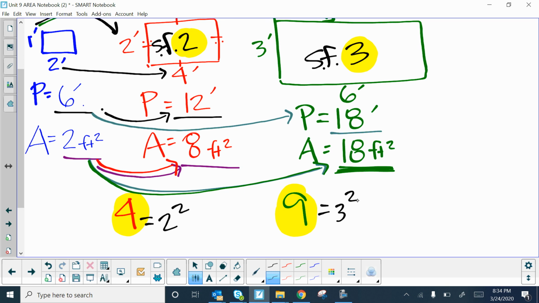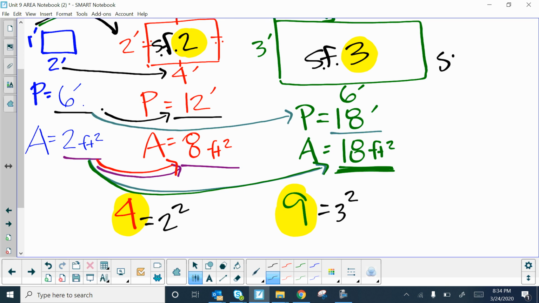So the reason why the area doesn't get twice as big like the perimeter did is because we are in different units. So the area got 2 squared times bigger. The area for the green triangle got 9 times bigger, which is the same thing as saying 3 squared times bigger.